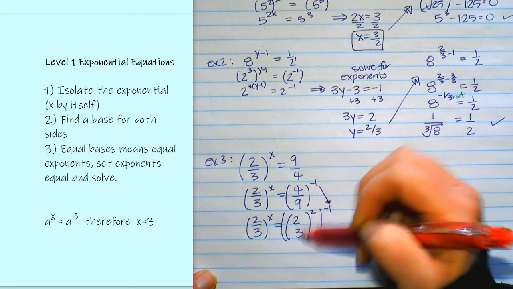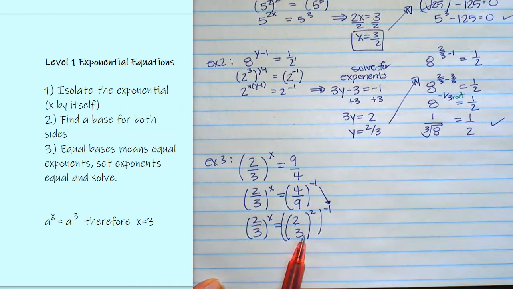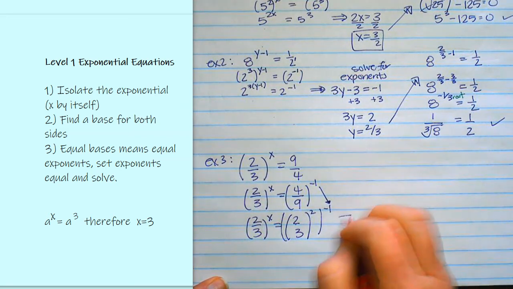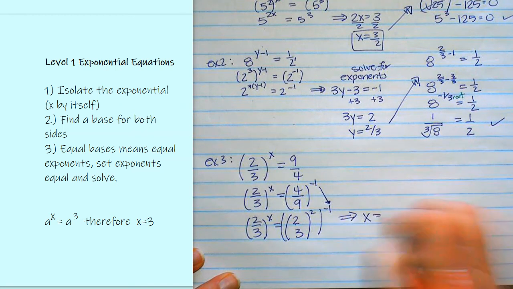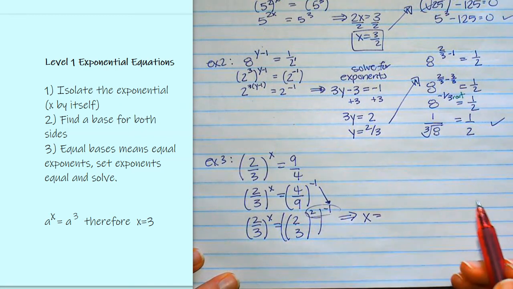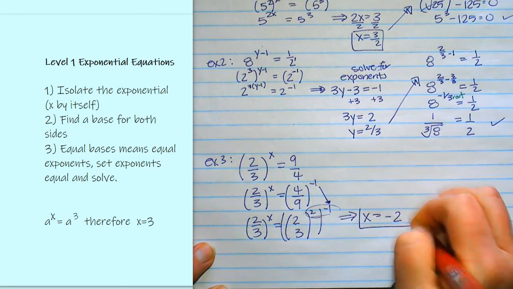And 9 into 3 squared. The 2 applies to both, so now I have it like this. I now have the same base, so I can set the exponents equal to each other. I'm going to set the exponent on the left. X equals, this is power of a power, which is multiplication, -2, and that one's just done. That's the answer there. So x equals -2.